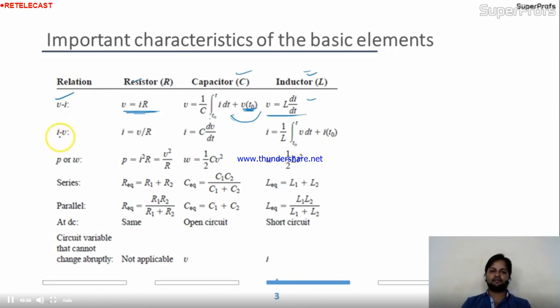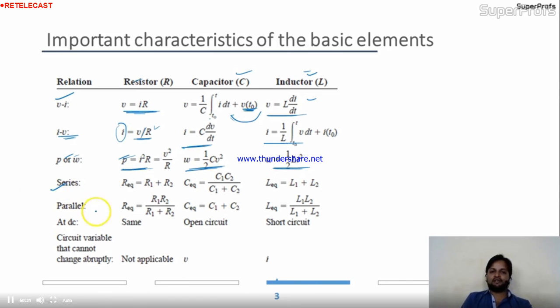Now come to the IV relation. Here I'll take I this side and V by R to this side. For the capacitor, I is nothing but C dV by dt, and for the inductor it's like this. What about the power? The power is P equal to I square R and V square by R. We have seen this. For the capacitor, the energy is half CV square. For the inductor, it is half Li square. Is it clear to you?